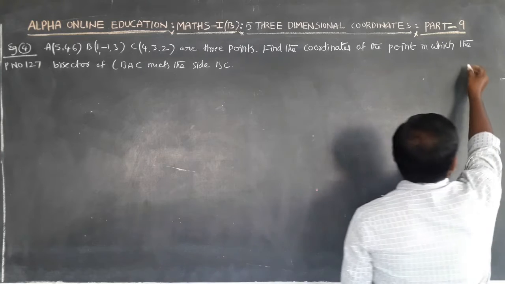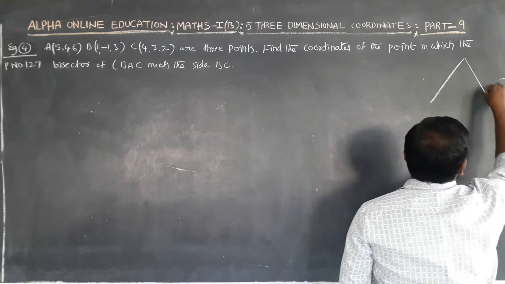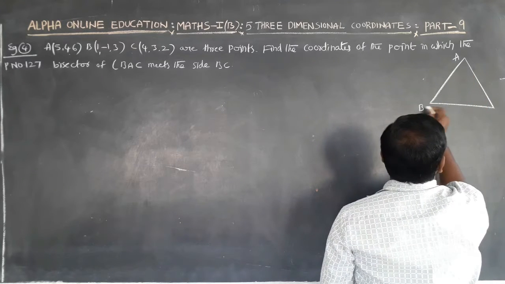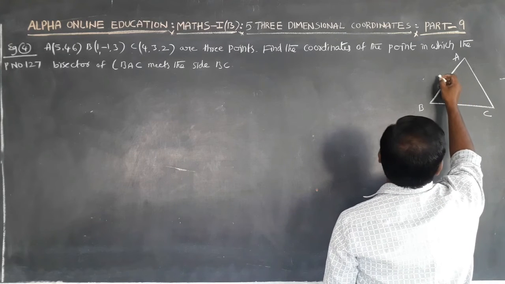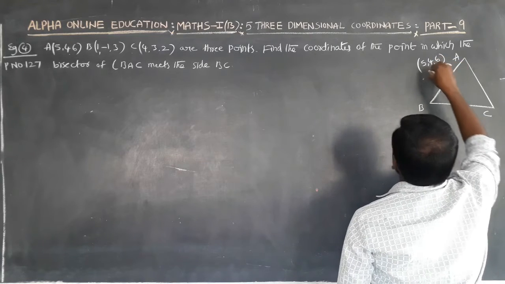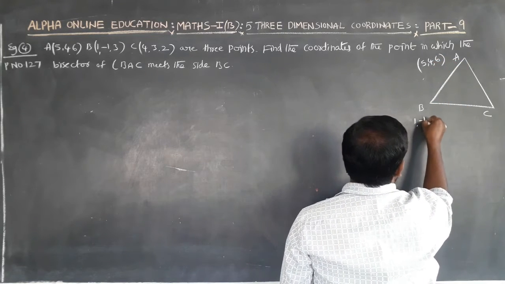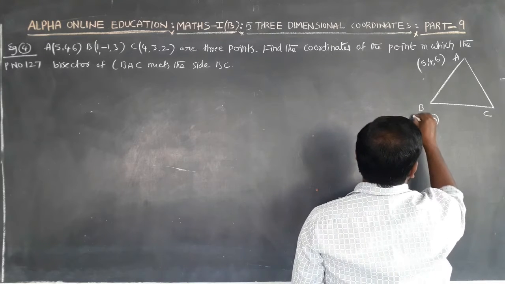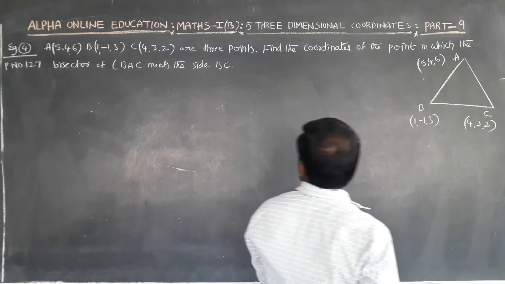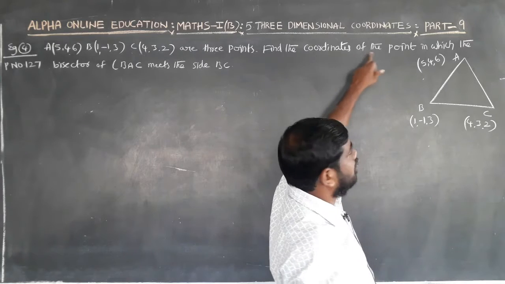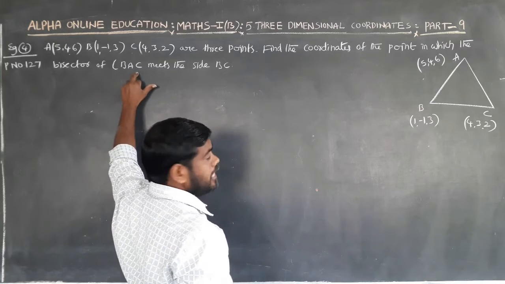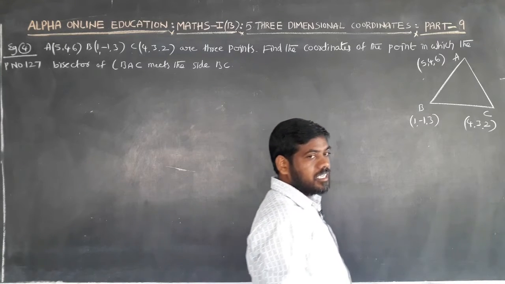These three points form a triangle ABC. A is the vertex (5, 4, 6), B is the vertex (1, -1, 3) and C is the vertex (4, 3, 2). Here we find the coordinates of the point in which the bisector of angle BAC meets the side BC.